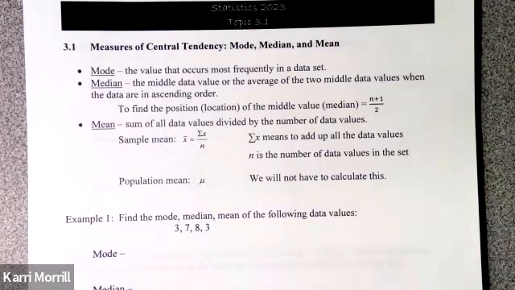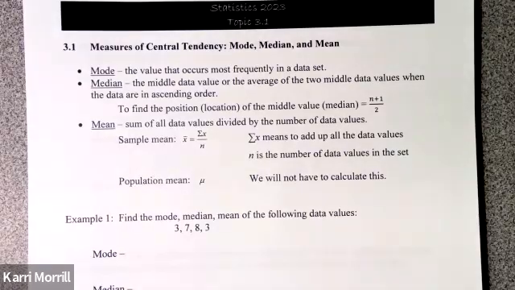So mode is the value that occurs most frequently in a data set. Sometimes you could have more than one mode or no mode. Median is the middle data value or the average of the two middle data values when the data are in ascending order, so from least to greatest.